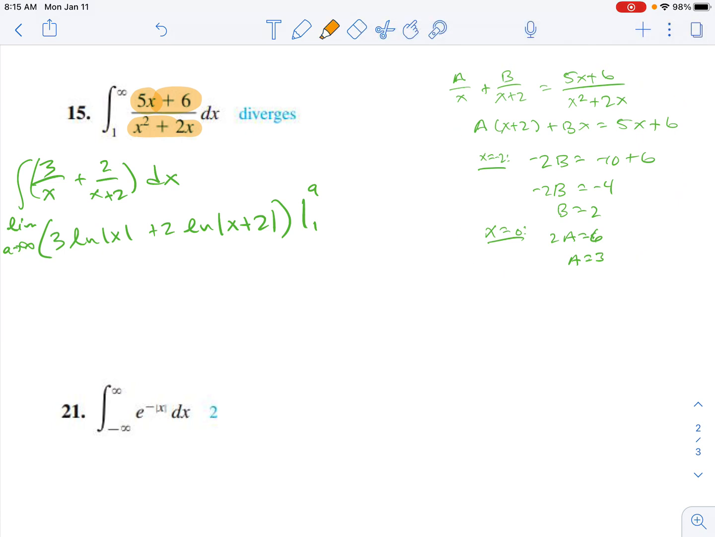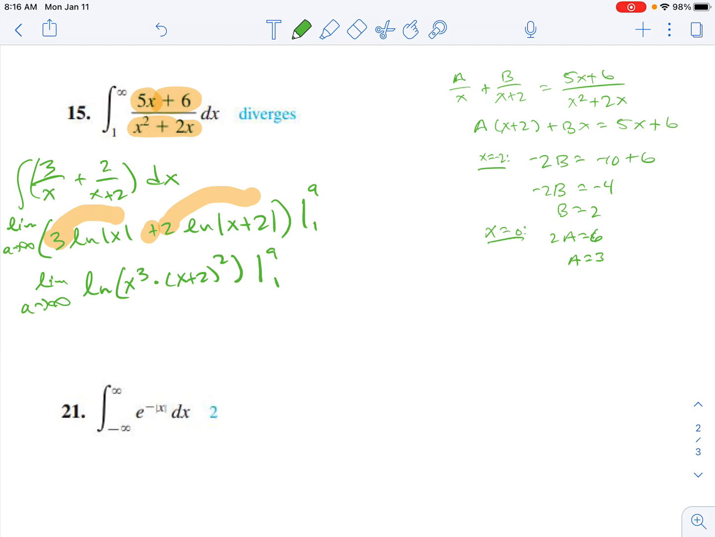First I noticed that there's a plus sign between these, so I could just combine these, and I could also bring both of these up as powers on top. So let's go ahead and do that. The limit as a goes to infinity of the natural log, and all these values are positive, so I don't need to worry about the absolute values anymore, of x cubed times x plus 2 squared, evaluated from 1 to a.